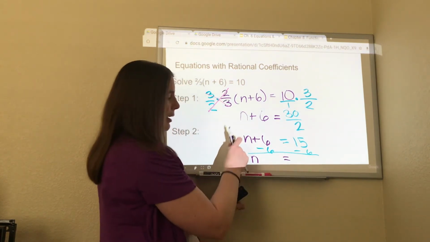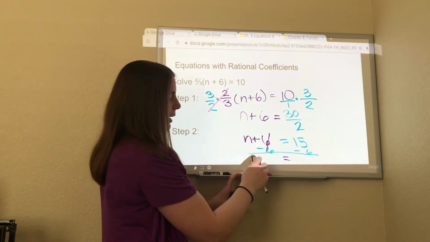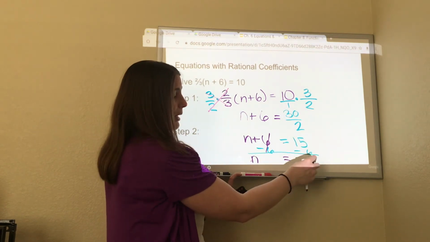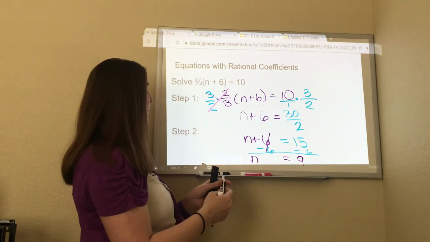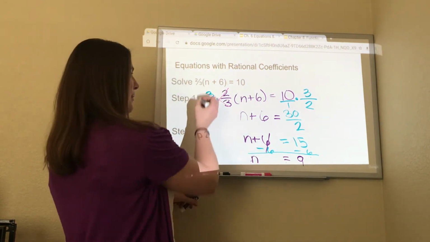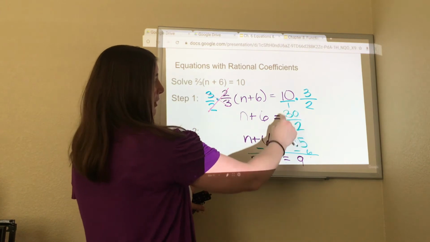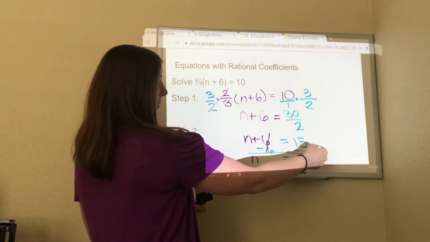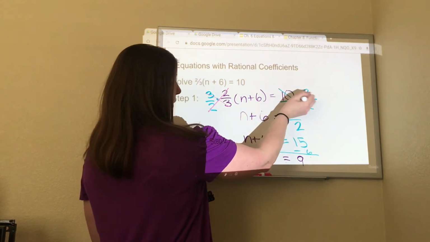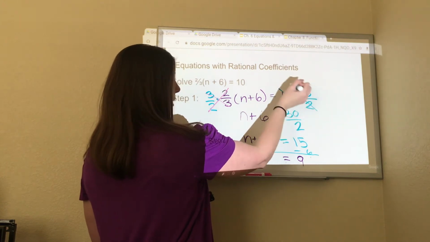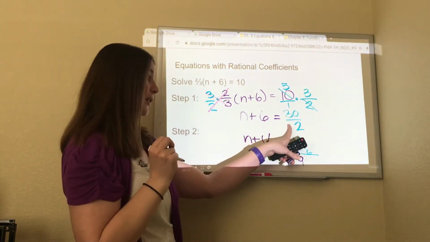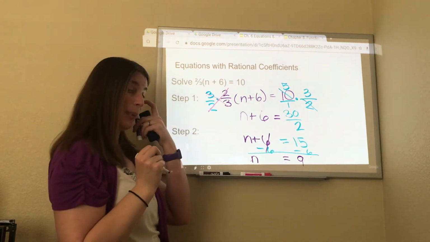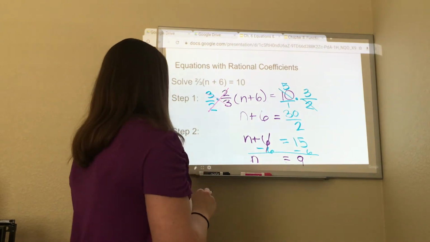So then the 6's cancel out, and I get n equals 15 minus 6, which is 9. Okay. So this is your first step. I normally would change this to a 15 automatically, because I would go 10 divided by 2 is 5, and then 5 times 3 is 15, and I'd write the 15 here instead of doing this line here. Okay? All right, let's go on to the next problem.